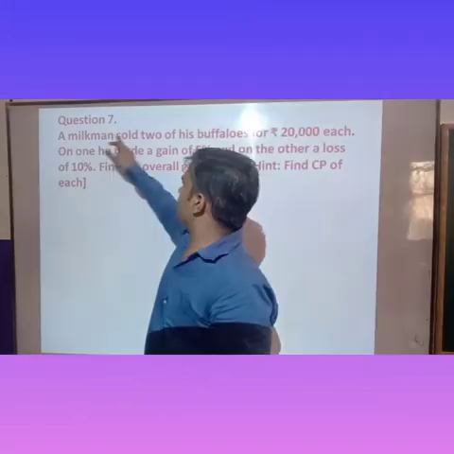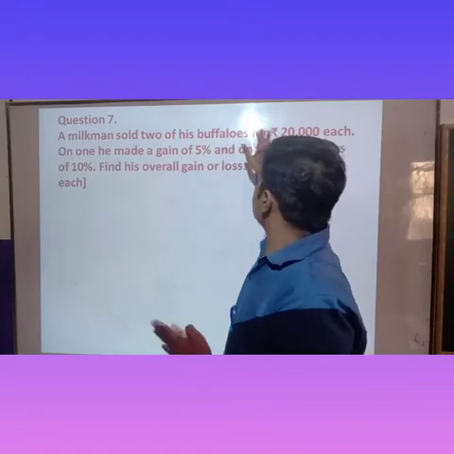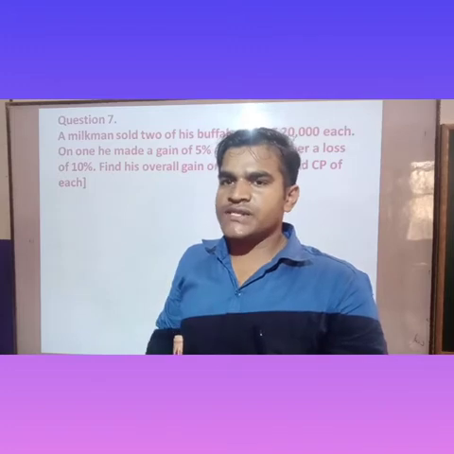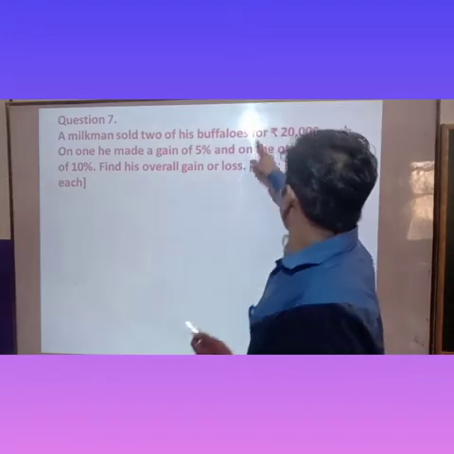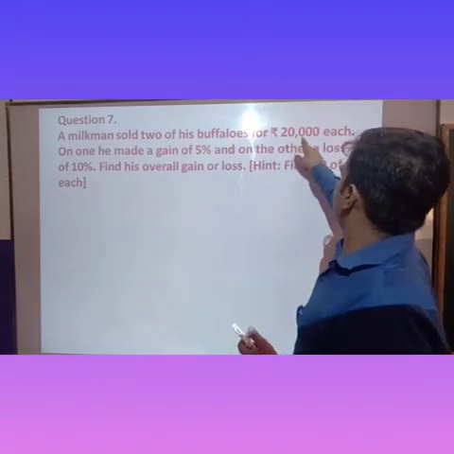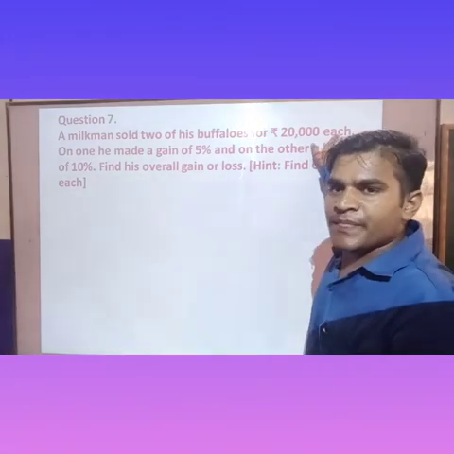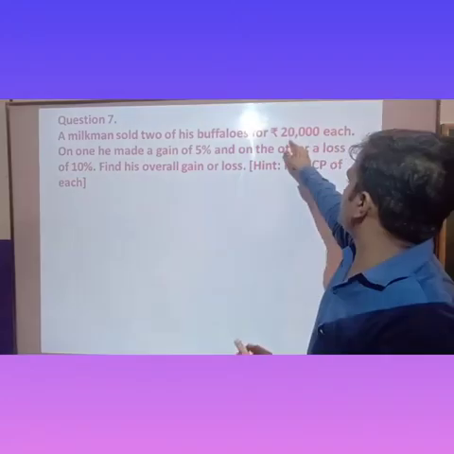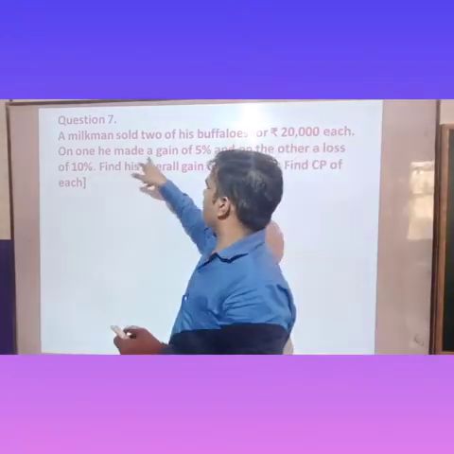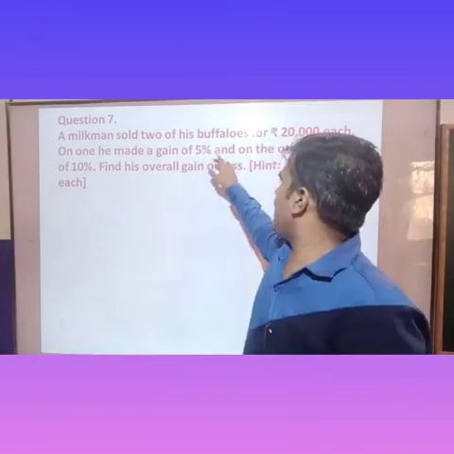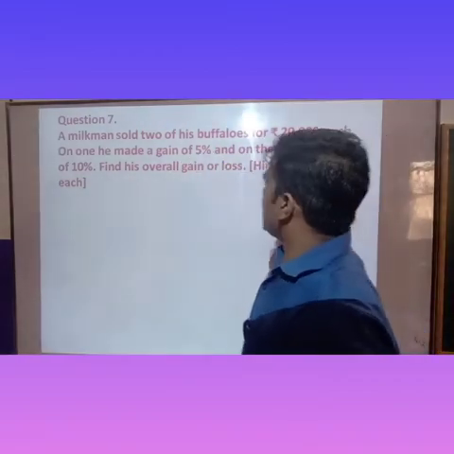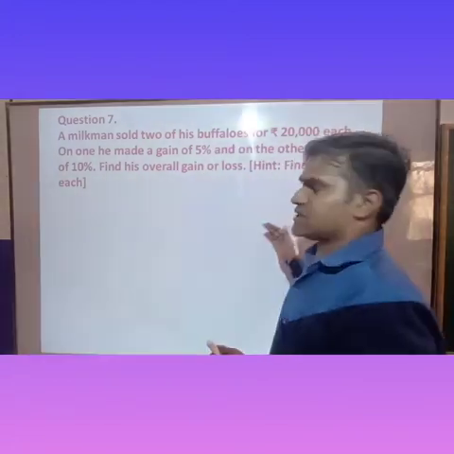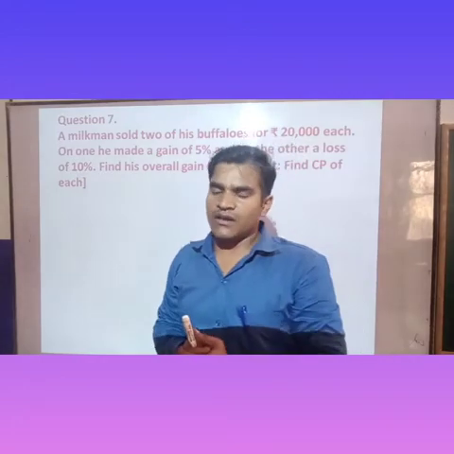Given that a milkman sold two of his buffalo for rupees 20,000 each. Means the SP, selling price of each buffalo, is given as 20,000. On one he made a gain of 5%, and on the other a loss of 10%. So find his overall gain or loss.